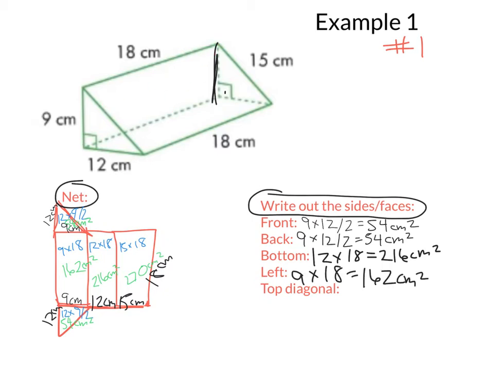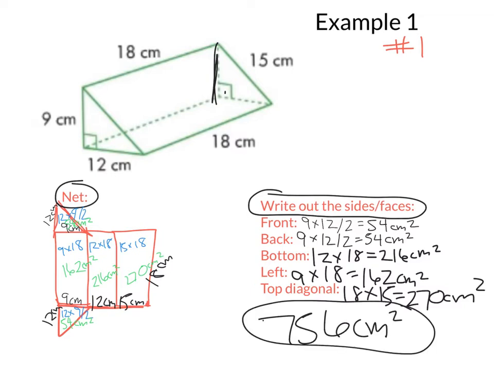And last would be the top diagonal, which is weird because usually we don't use diagonals, but if you imagine this as a rectangle that's just leaning over, the base is 18 and the height of how tall that rectangle is, is 15. So it's 18 times 15. So both ways, you'll get the same numbers. And then we just add them together. Adding all those numbers together, I get an answer of 756 centimeters squared. Moving on in 3, 2, 1.